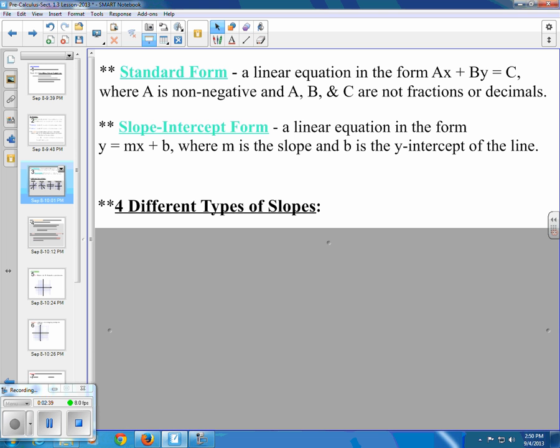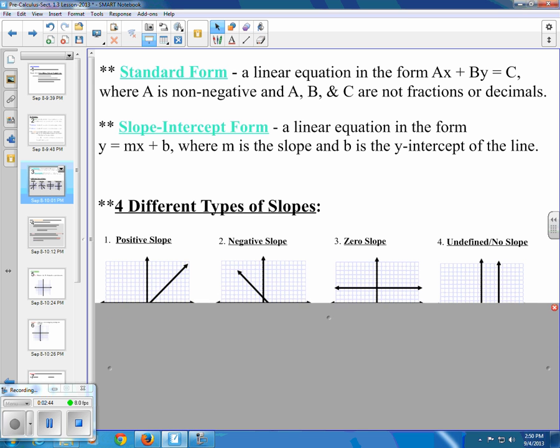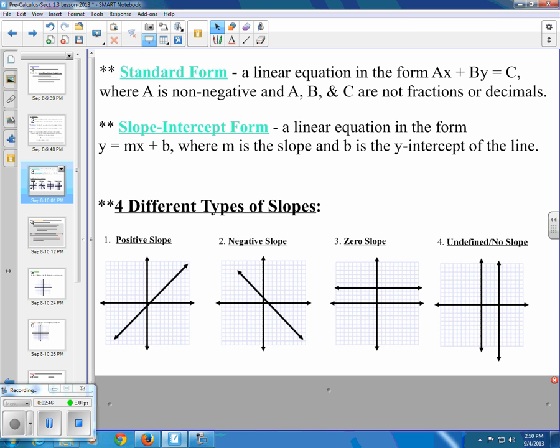There are 4 common types of slopes out there that we should be familiar with and be able to decipher. The first one is a positive slope, which would be any line that is going upward from left to right. A negative slope would be a line that travels downward from left to right. Zero slope would be the slope of every horizontal line, and every vertical line has an undefined or no slope.